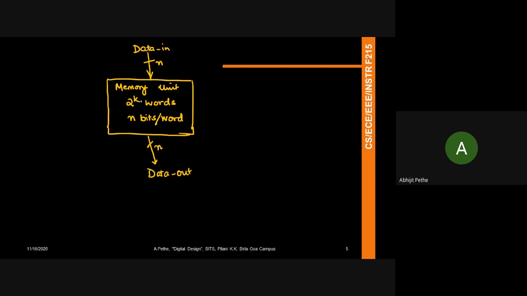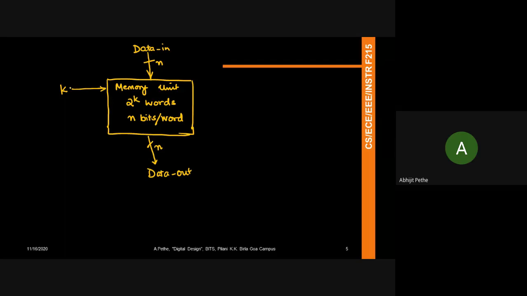In addition, for every word, I need to have a unique identifier. Suppose I have 3 words stored in the memory, I should be able to access all the 3 words. So if I have 2 power k words, how many bits do I need to access these 2 power k words? n into 2 power k. No, wait, sorry, I didn't mean bits. Suppose I want to access every word, so I want to access 2 power k words. How many lines will I need to individually access 2 power k lines? k. K lines, right?